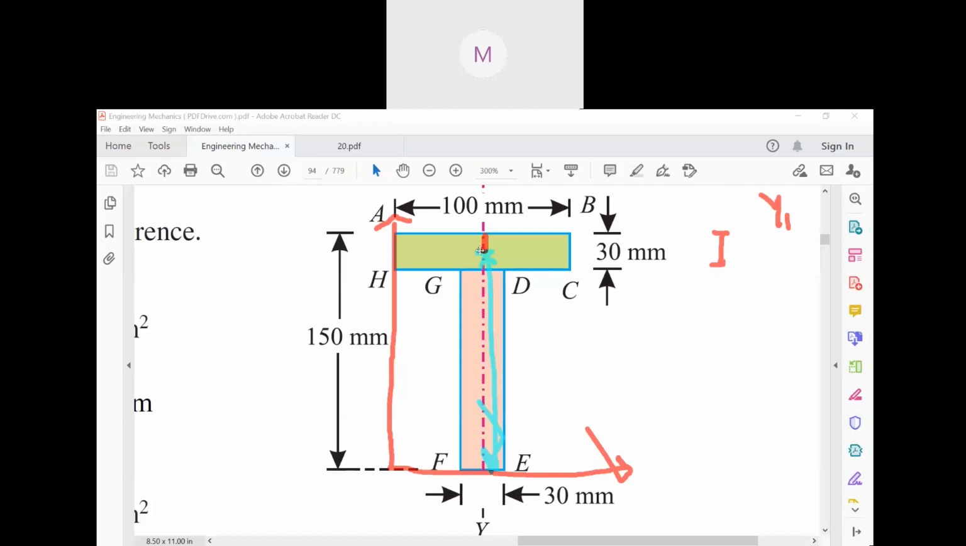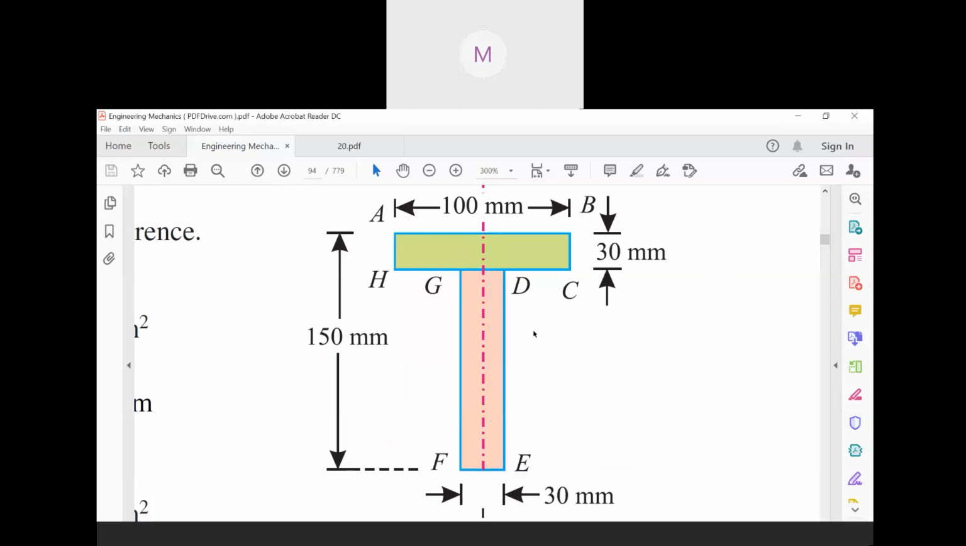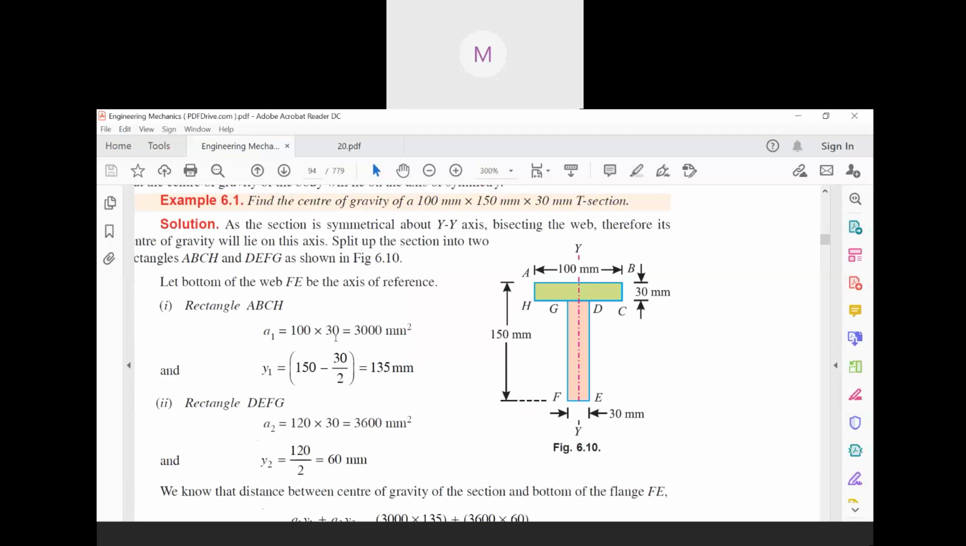This point, so how much is this point? The total is how much? The total is 150. Half of this is how much? 15. So how much will this be? This small part, the remaining part of 150 minus 15, how much will it be? Now got it? Now understood?